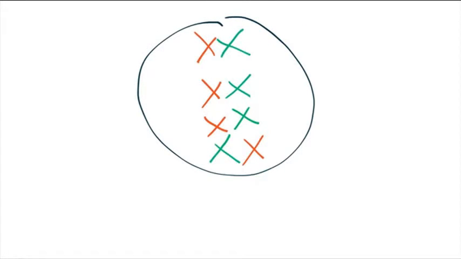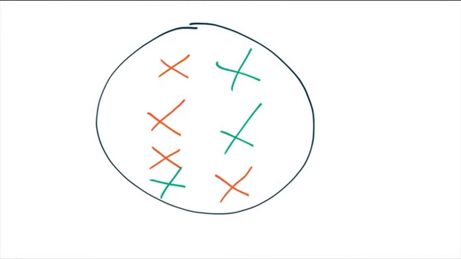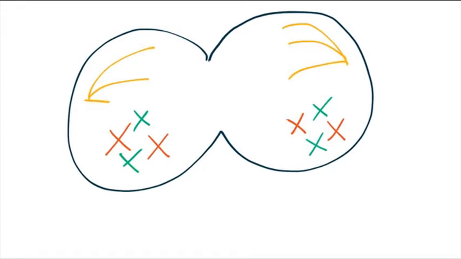In metaphase 1, spindle fibers attach to the homologous pairs, which line up along the middle of the cell. In anaphase 1, spindle fibers pull apart the homologous pairs. 1 chromosome of each pair goes to one side of the cell, while the other goes to the opposite side. In telophase 1, the cell cleaves. The spindle dissolves and nuclear envelopes form.